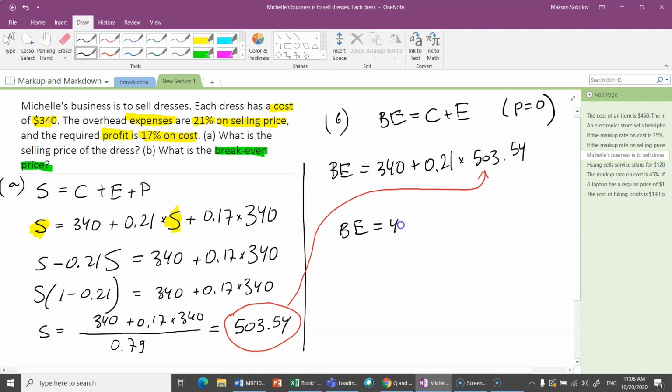Break-even price is 445.74, which means that if you sell the product for this price, you will not lose money, you will not make money, but you will return your cost and expense. Here you go. That's the solution for this problem. Let's go ahead now and check out our next problem.